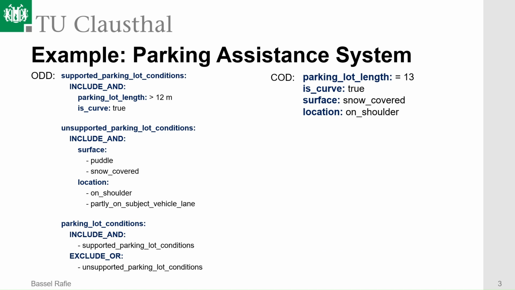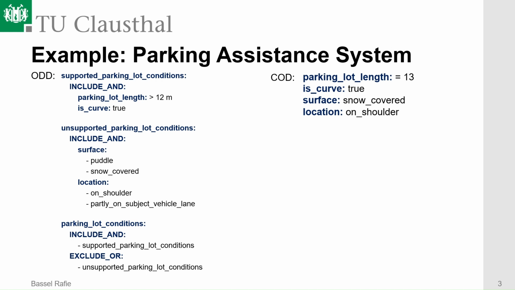Here we see an example of how ODD and COD are specified in YAML. The example is for a parking assistance system. The ODD consists of 3 modules. In the supported parking lot conditions module, we specify that the parking lot must be longer than 12 meters and that it must be a curve. These are the conditions where the system is designed to work.